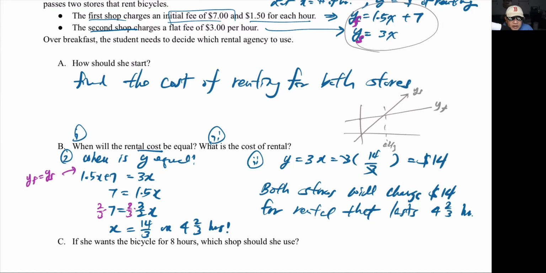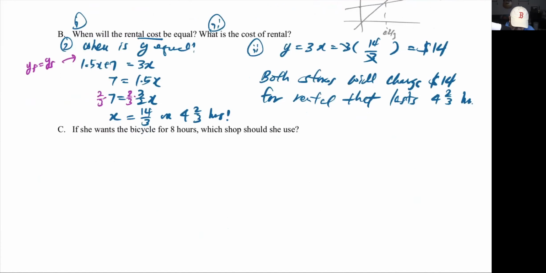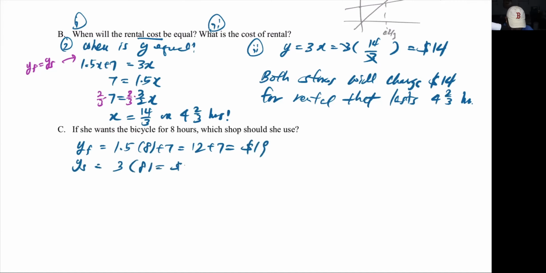But if you know that, it'd be great, but you don't have to, right? We could just plug in the value. So for 8 hours, the first store, y of f, is equal to $1.50 times 8 plus 7. The $1.50 times 8 is $12, plus 7, that is $19. Y of s is just 3 times the 8, which is $24. And you could clearly see that the first store is cheaper, right?